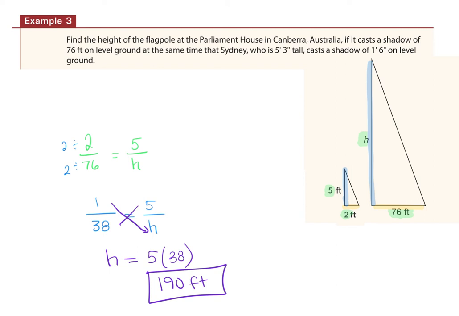because it's just created 2 ratios. All right, anytime you have 2 ratios, you can set them equal to each other and you can solve. The question is, could you put them in a different order? If I had put 76 over 2, then I would have to put h over 5. So whatever order you start in, the other 2 have to go in the same order.